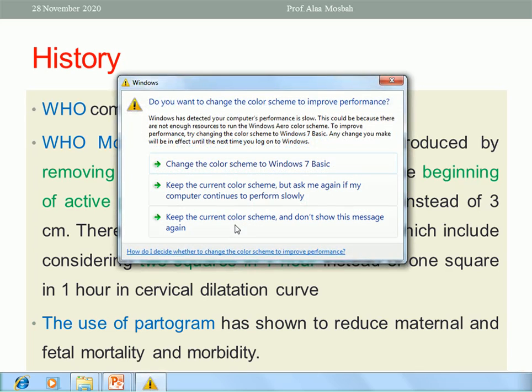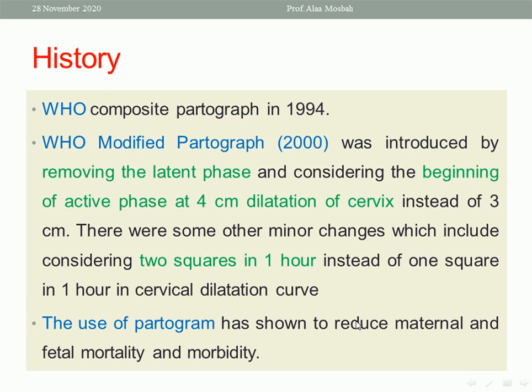Then the WHO published the Partograph in 1994, called the Composite, and modified it in 2000 by removing the latent phase and considering the beginning of the active phase at 4 cm dilatation of the cervix instead of 3, and other minor changes like 2 squares in 1 hour instead of 1 square. The Partogram has been shown to reduce maternal and fetal mortality and morbidity.